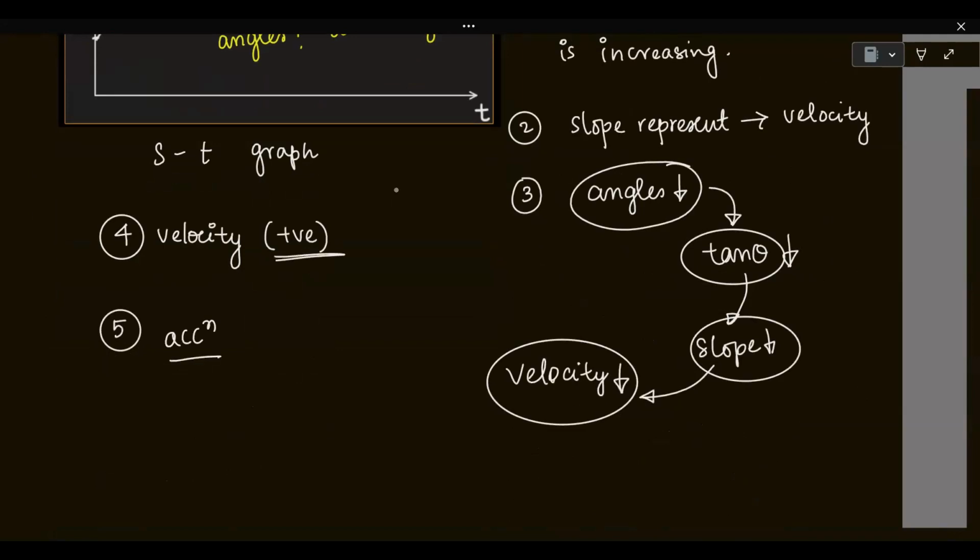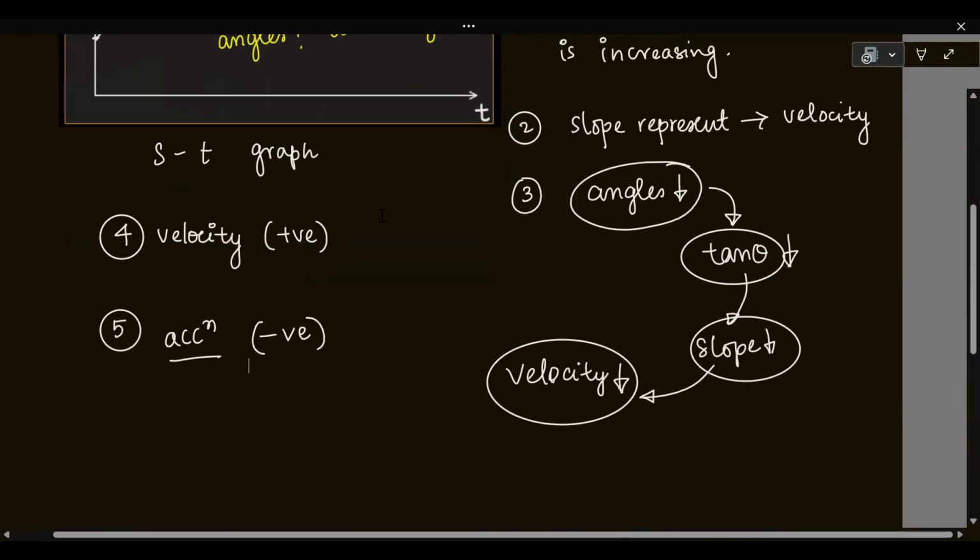Now the velocity is in the positive direction. So acceleration has to be negative. Does that make sense? There is an alternate way of thinking about this. Then I find that very easy.